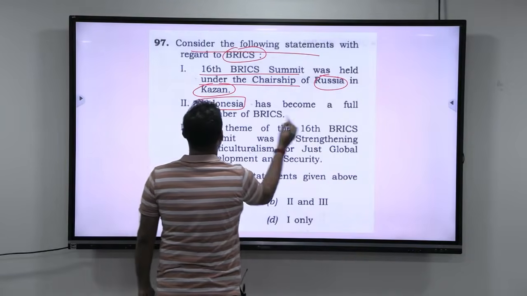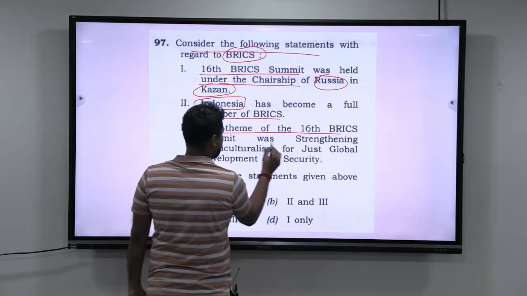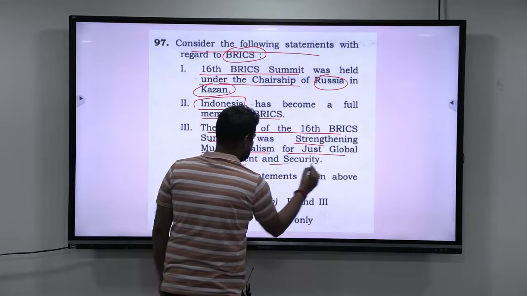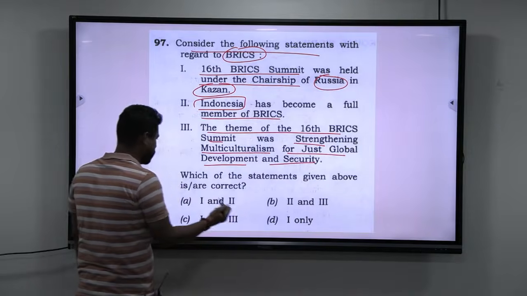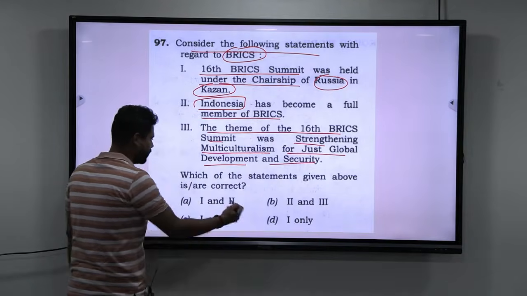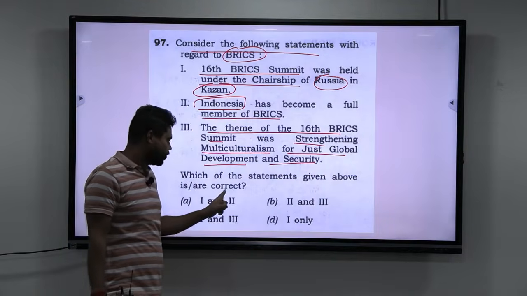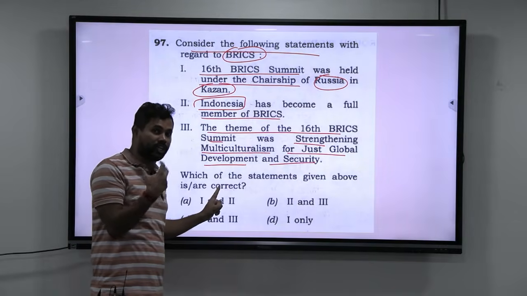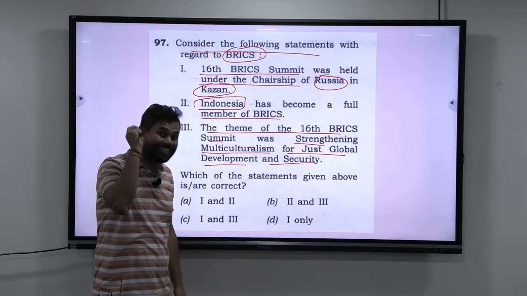Indonesia has become a full member of BRICS. The theme of the 16th BRICS summit was strengthening multiculturalism for just global development and security. Which of the statements given above is or are correct? A: 1 and 2 only, B: 2 and 3 only, C: 1 and 3 only, D: 1 only. Okay. Now understand that they are asking which of the following is correct. So if you want to use that ability or potential of elimination, we should know in these 3 statements which is perfect or exactly wrong.